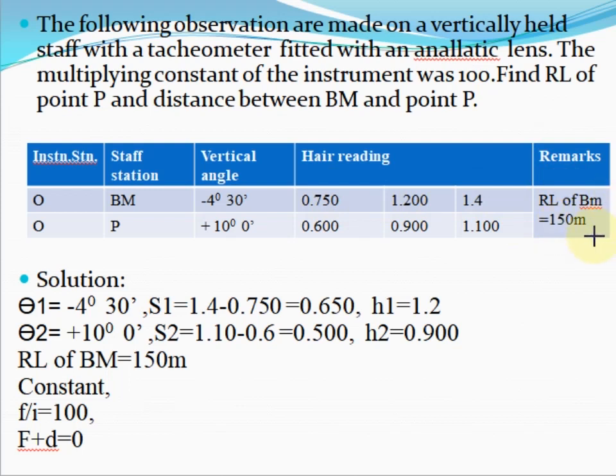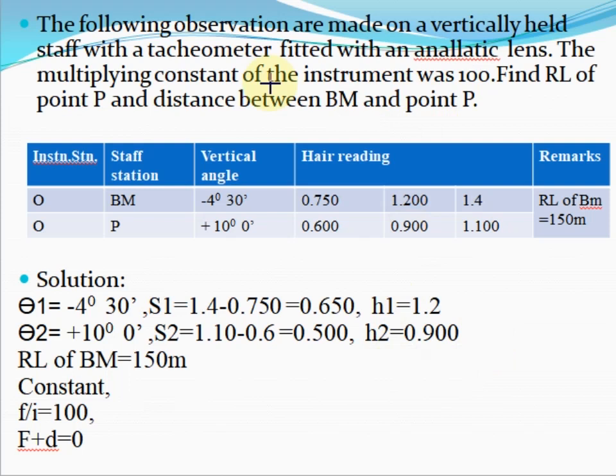So first you have to see what is given. The instrument station is at O. In the first case the staff is kept at the benchmark, and in the second case the staff is at the point P. So we have to find out the distance between the benchmark and the point P. For that you require the figure. Okay, read the problem.